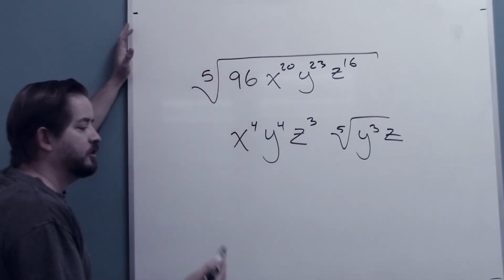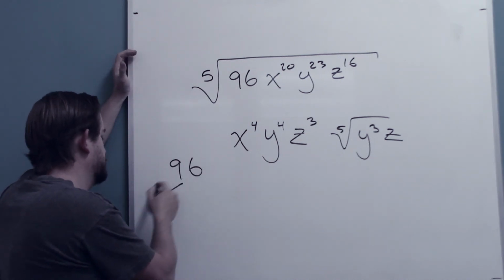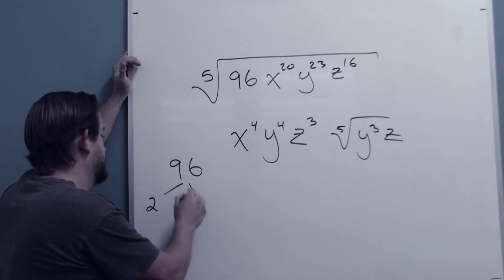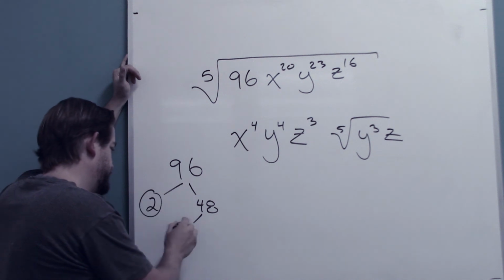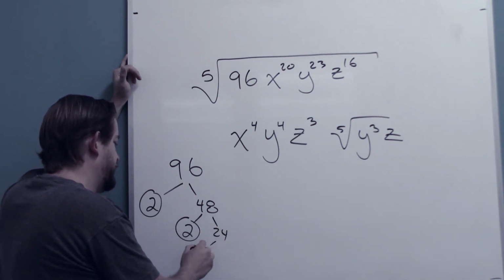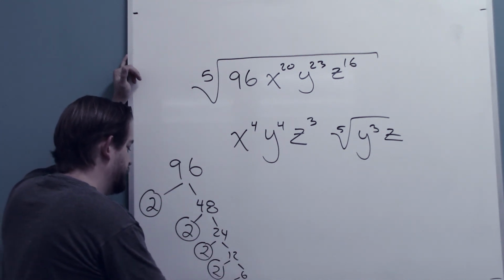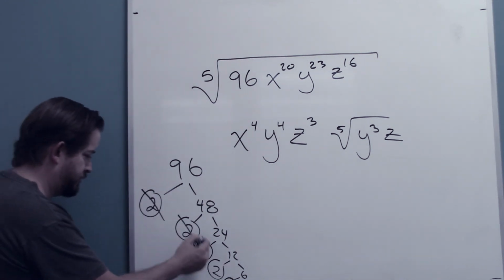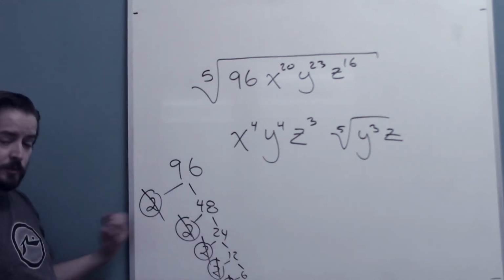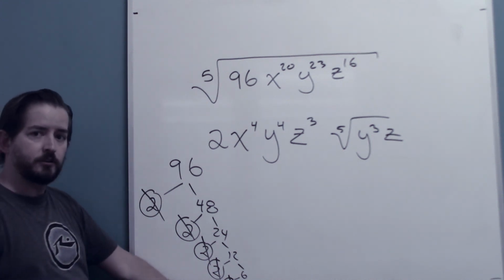So 96, I need to know what the factors of that are. So I've got 96, I can divide by 2, so 96 divided by 2 is 48. Divided by another 2 is going to be 24. Divided by another 2 gives me 12. Divided by another 2 gives me 6, which gives me 2 and 3. Now I need groups of 5. So I have 1, 2, 3, 4, 5 2s, so I can actually pull my 2 out. But this 3 is not in a group of 5.